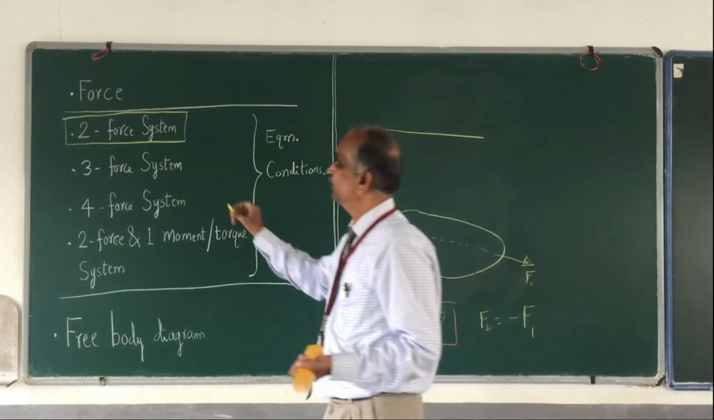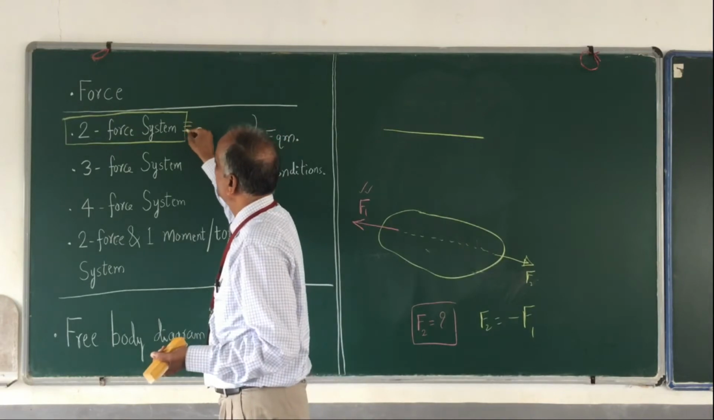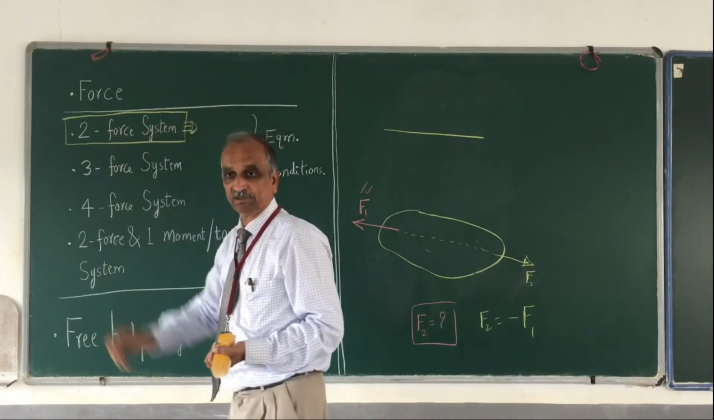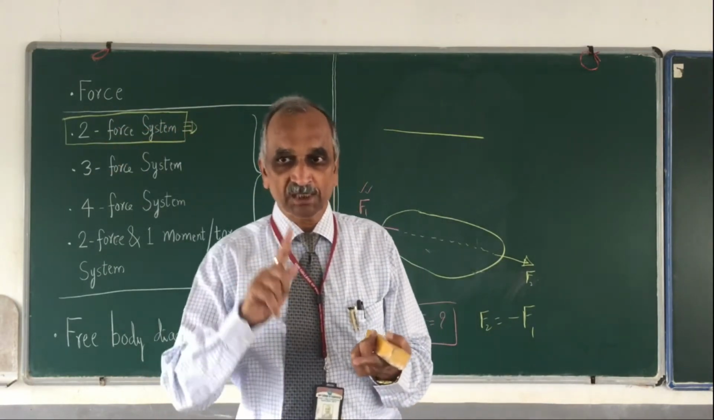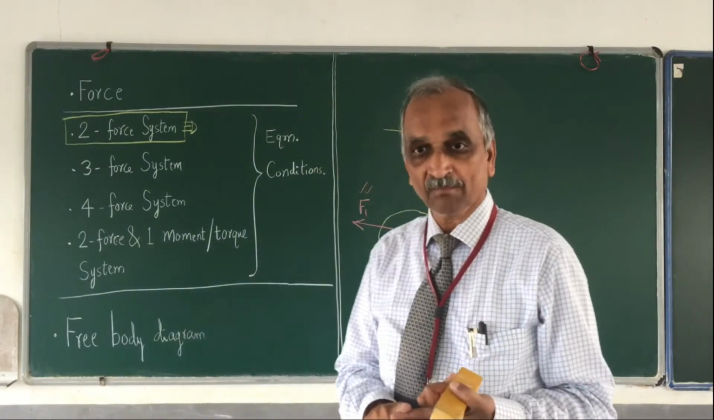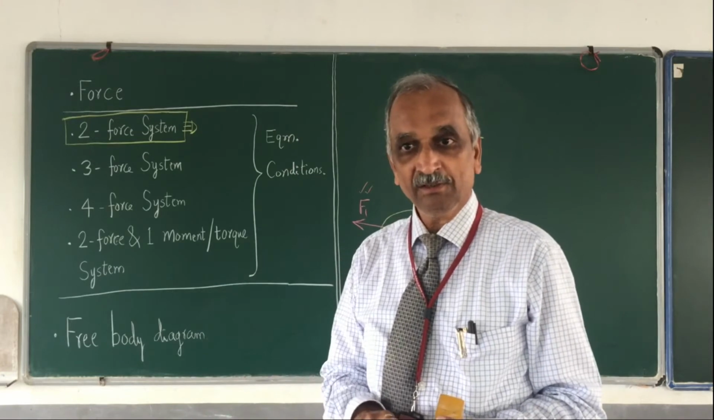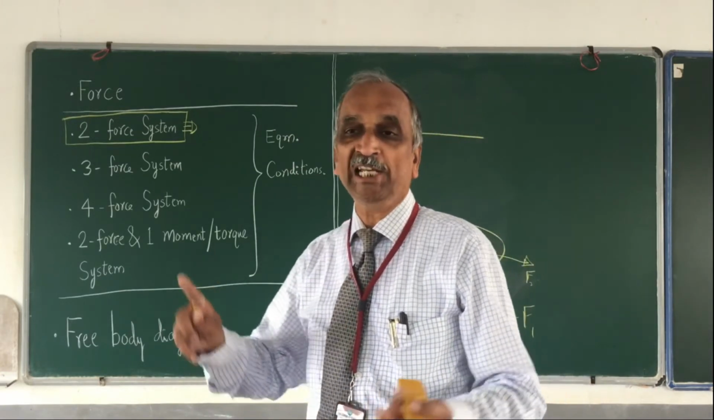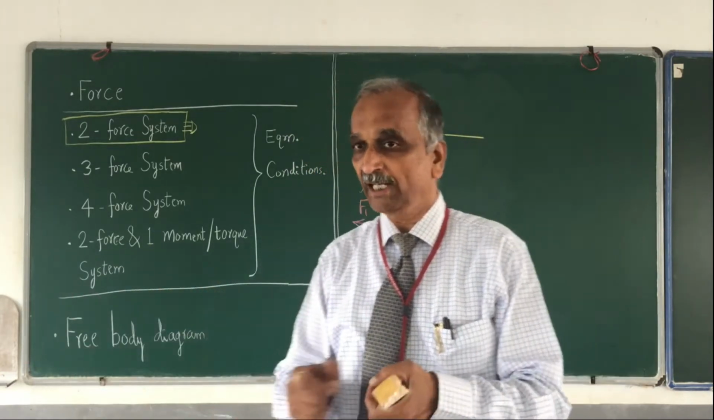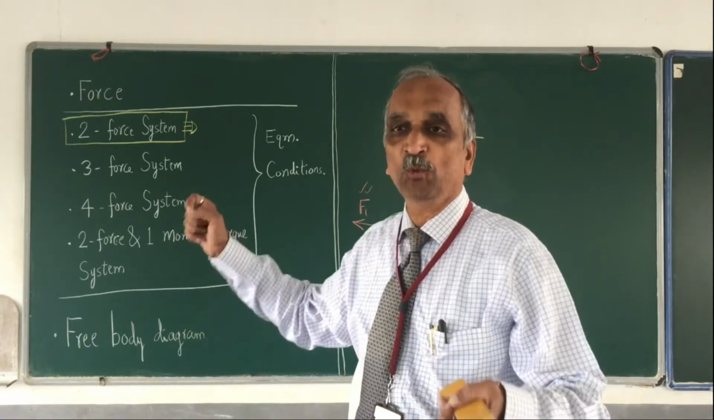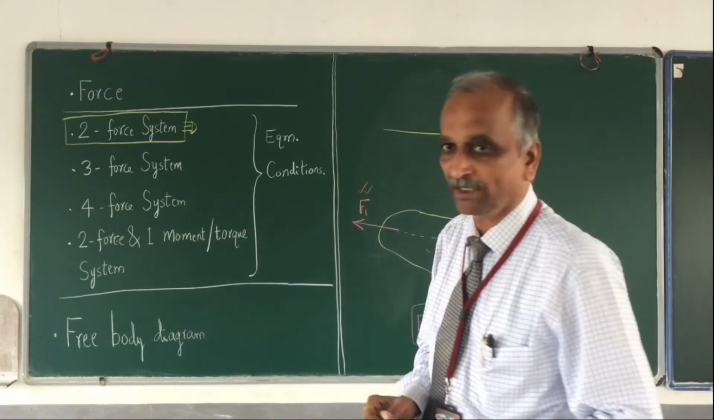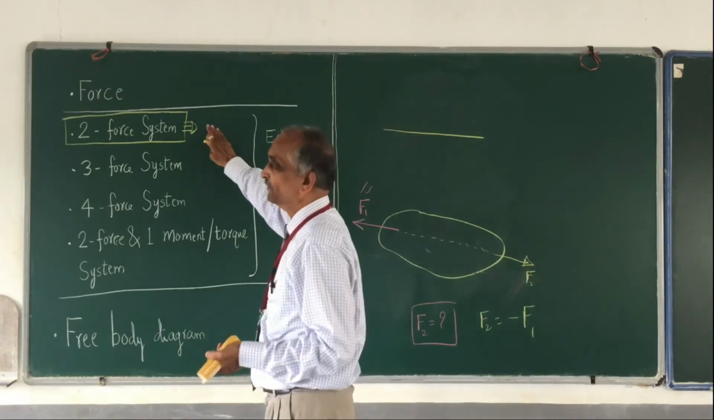So what is the observation, the general conclusion now? The two forces must be equal in magnitude. They are opposite in direction. And they have to be collinear. The line of action of one force coincides with the line of action of another force. This is the meaning of this.